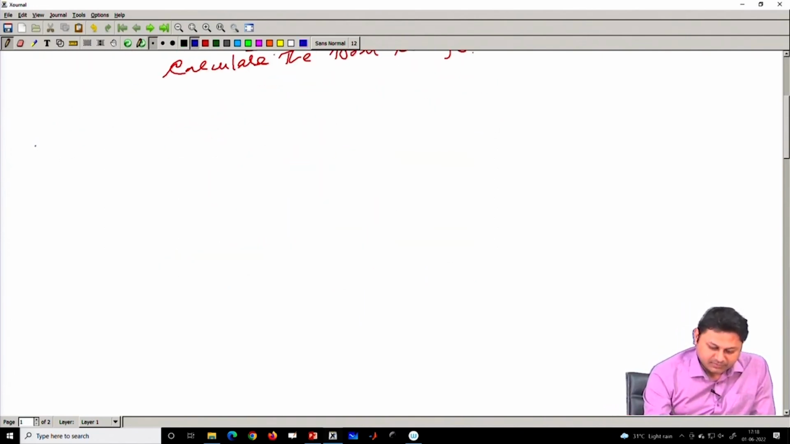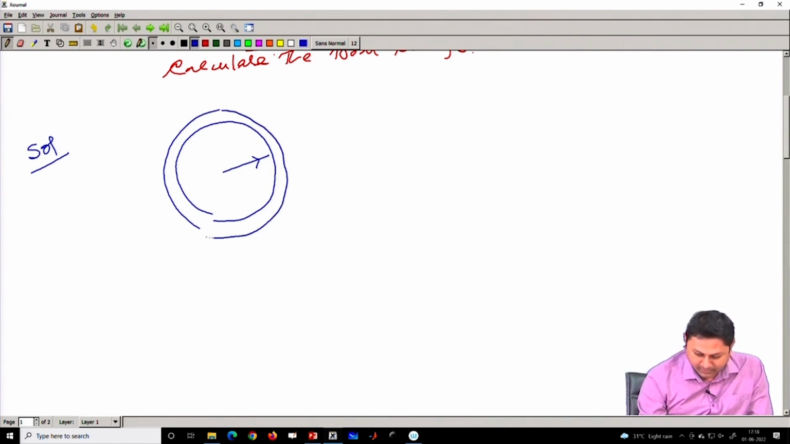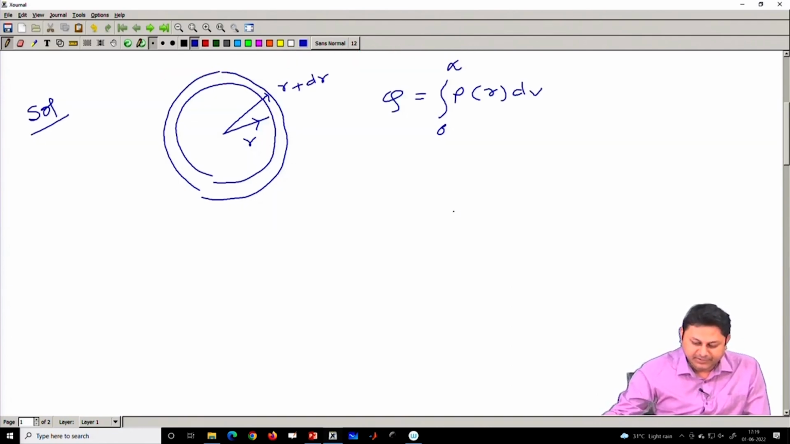So, let us directly solve it. Since the charge distribution is given and it is a function of r, we can take a small section of this charge distribution, from r to r plus dr. Now, the total charge q I can write as the integration of the charge density over the volume, and r can go from 0 to infinity in principle.